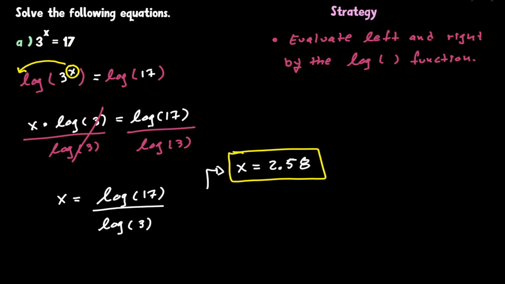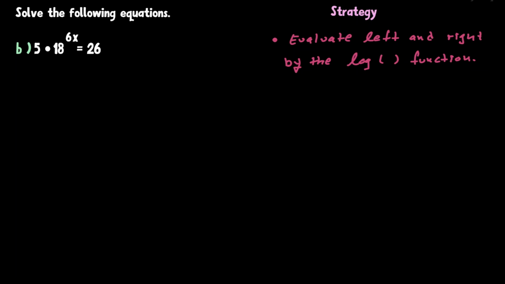Now let's take a look at our second example. Let's start by identifying where the variable is located. The variable of x, it is the exponent of this second expression that we have here. But notice that this expression is being multiplied by 5 first. If we want to solve for x, we have to isolate the expression that has that variable. So let's try to think of ways to get rid of this 5.